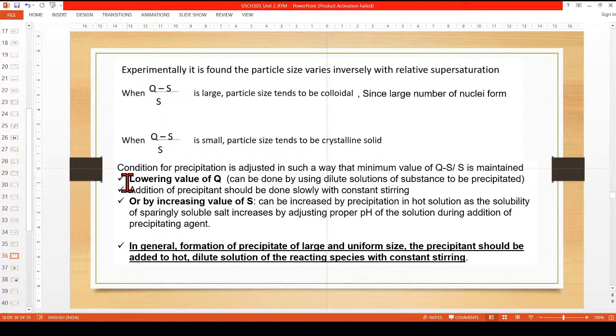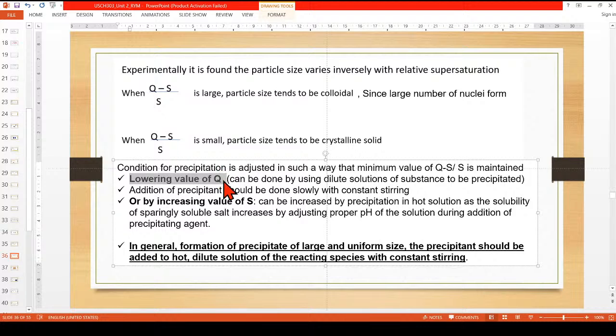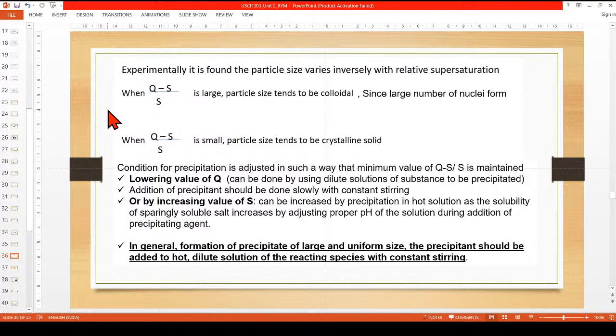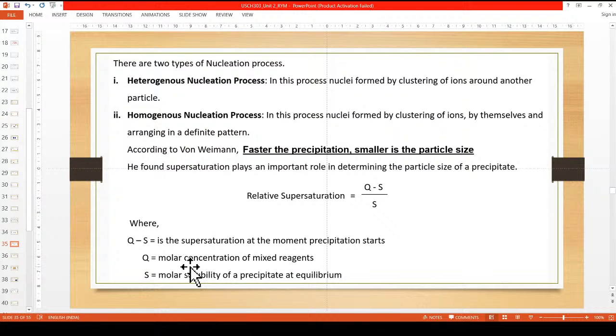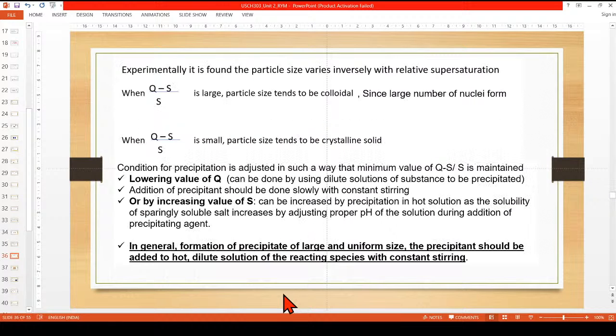Lowering of q value, okay, lowering q value can be done, कैसे होगा, what is q? q is nothing but molar concentration of your starting materials. Okay, so molar concentration अगर starting material का कम लिया, मतलब क्या, instead of taking 1 molar, if I take 0.1 molar मैंने, तो I am getting good crystalline precipitate.